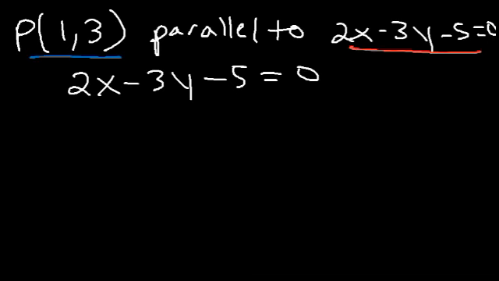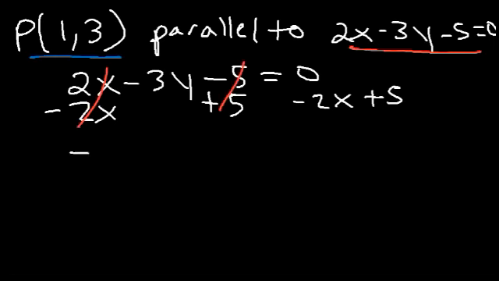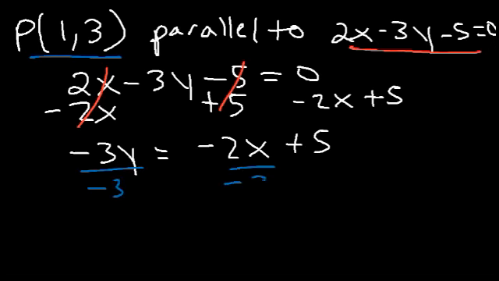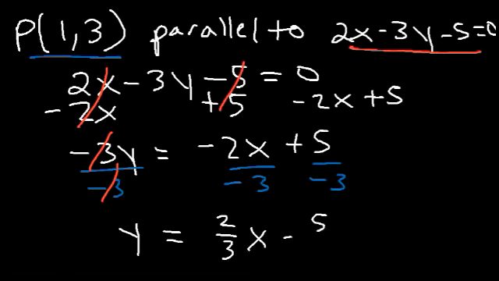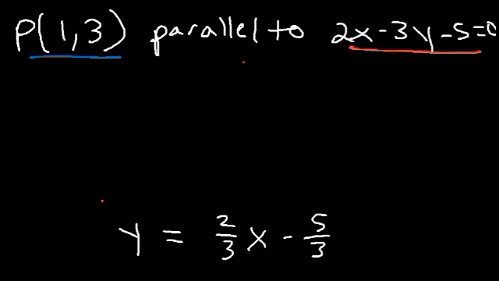So starting with this equation, let's subtract both sides by 2x, and let's add 5 at the same time. So on the left side, we're going to have negative 3y, and on the right side, it's going to be negative 2x plus 5. So now all we need to do is divide by negative 3 to each term. So the 3's are going to cancel on the left side. So therefore, y is positive 2 over 3x minus 5/3. So therefore, we could see that the slope, which is the number in front of x, is 2/3.